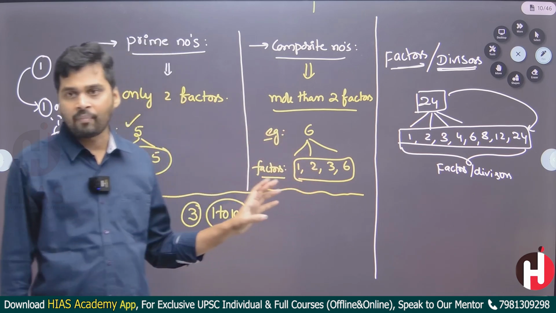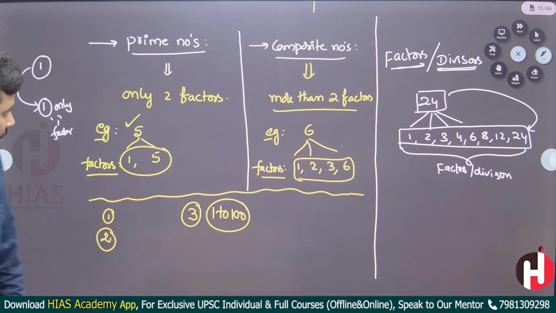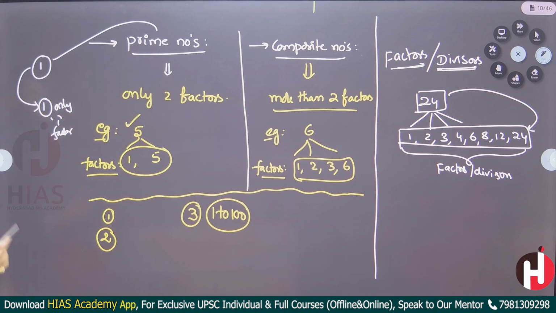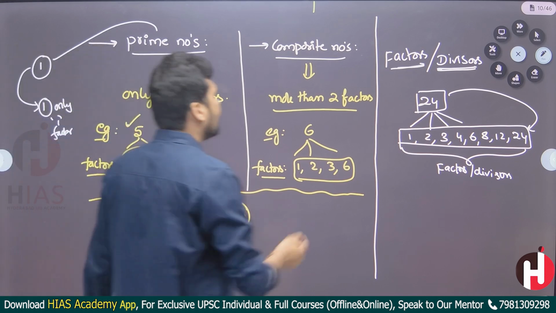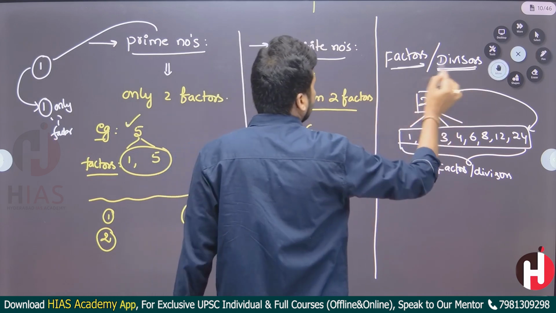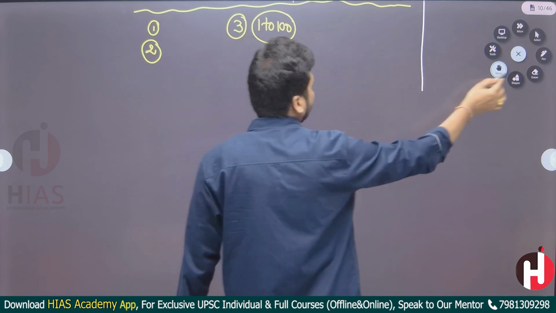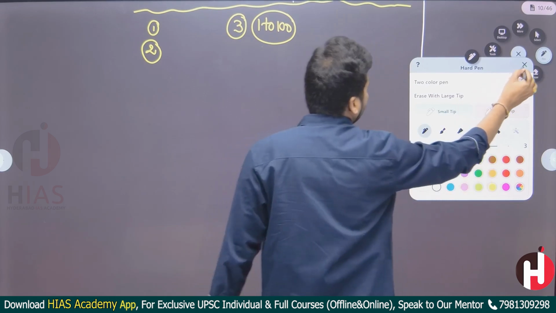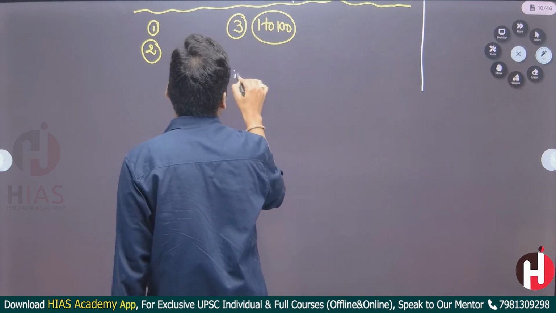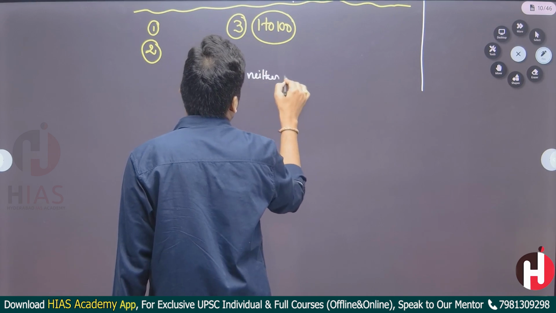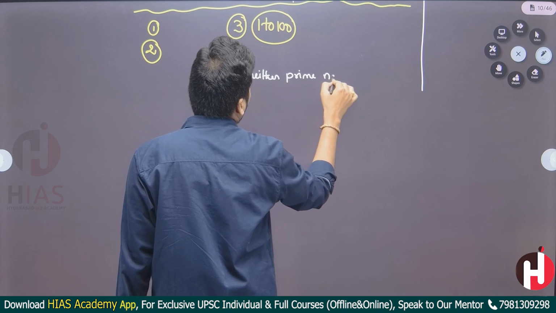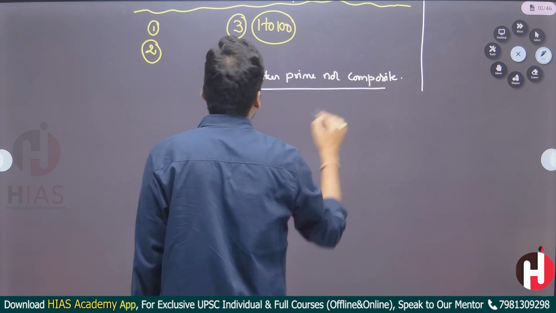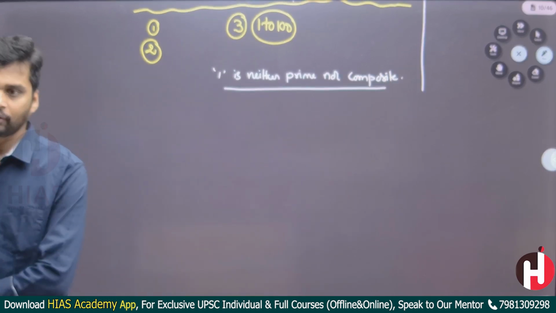And the next one is composite number. Composite number definition is what? More than two factors. So it is not satisfying the condition of prime numbers, nor is it satisfying the condition of composite numbers. So that's why 1 is considered as what? Neither prime nor composite. One is neither prime nor composite.